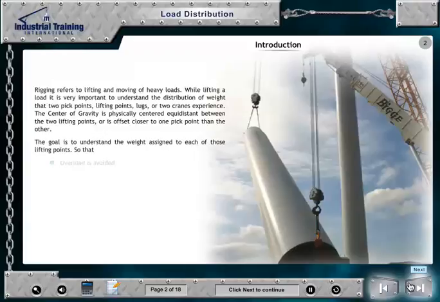Our goal is to understand the weight assigned to each lifting point. This is required to avoid overload and to select the correct crane and rigging gear required for the lift. This module outlines the process of load distribution while rigging.